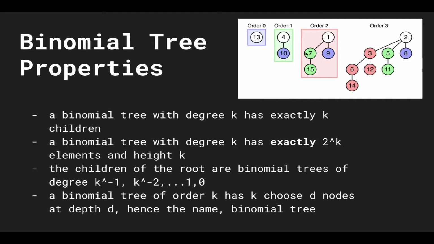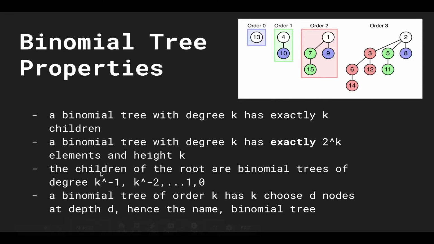So a binomial tree has a few properties. A binomial tree with degree k has exactly k children. So you can see here 0, 1, 2, 3. A binomial tree of degree k has k children: 1 child, 2 children, and 3 children. And a tree with degree k has exactly 2 to the k elements or nodes and height k. So here height is 0, height is 0, 1, 0, 1, 2, 0, 1, 2, 3. And you can count that each tree has 2 to the k nodes. So we have 1, 2, 4, and 8, and then degree 4 would have 16.